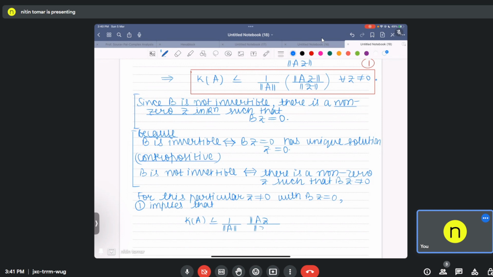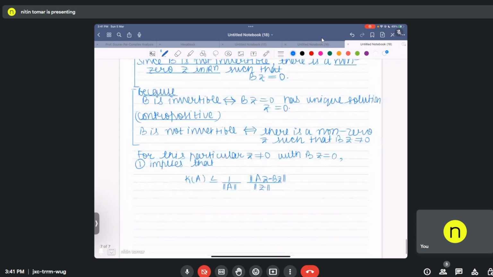Now can I write, because in 1 you have this, am I correct? Yes, sir. So can I write minus Bz here? Yes, because Bz is 0.